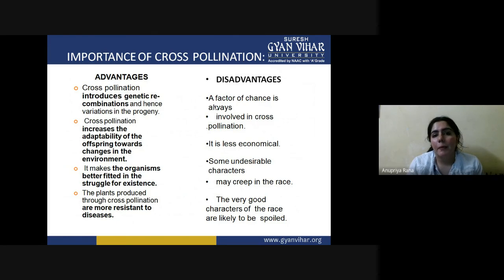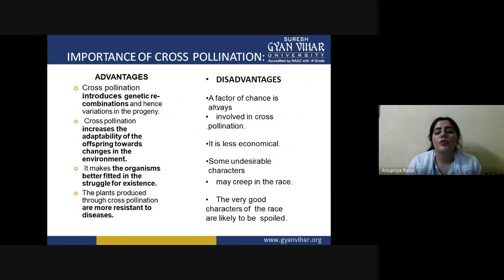So they make the plant more adaptable. So they can face any kind of uneven situations also, because they are having the crops of several other plants. So that's why their adaptation quality has been increased. It makes the organism better fitted in the struggle for existence. So when Darwin's theory of survival of the fittest is applied, they have more potential as compared to self-pollinated plants.